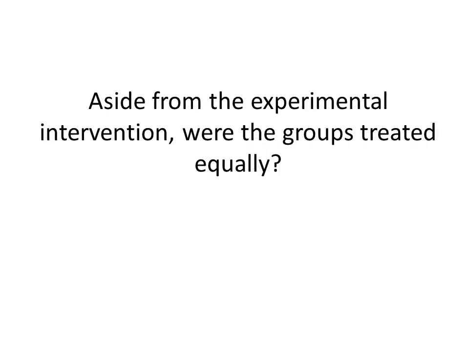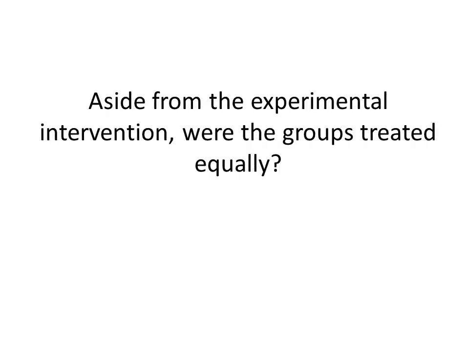So the next question we look at is, aside from the experimental interventions, were the groups treated equally? This is to make sure that the only difference that remains between the two groups is the intervention or the exposure, and that they must be similar at the start, which we've already made sure, but also that they are treated similarly through the study, so that the only difference between them is the intervention, so that if there is a difference in their outcome, that can be ascribed to the intervention.